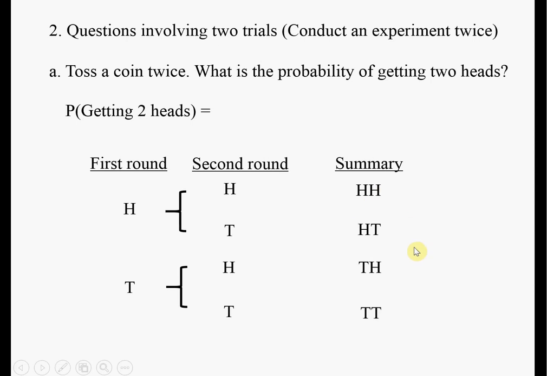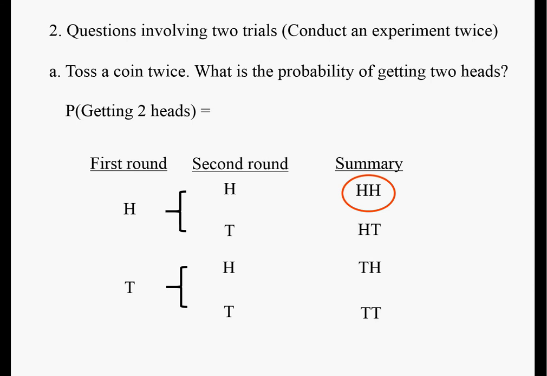So in total, you have 4 possible outcomes after tossing a coin twice. Which is the outcome that we are actually interested in? We are interested in the outcome that has 2 heads. This one. And how many ways can we obtain 2 heads? There's only one way.